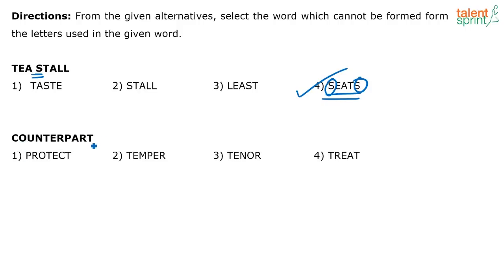Similarly, now let us look at counterpart. If you look at the word counterpart, which is the word that cannot be formed using these letters? For the first one, the answer is 4, which is correct. Now for the next one, the answer is going to be temper, correct? Because M is not there. In this word counterpart, the letter M is not there. So I cannot form this word temper using the letters in counterpart.